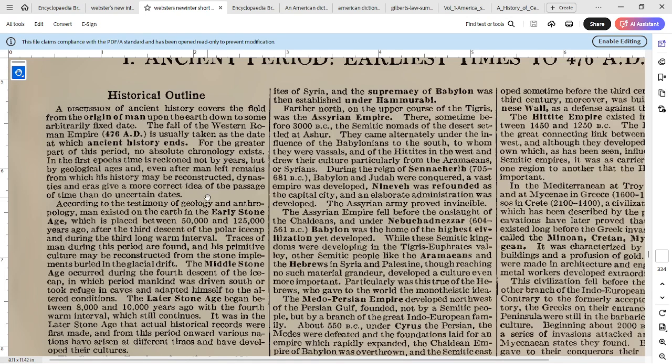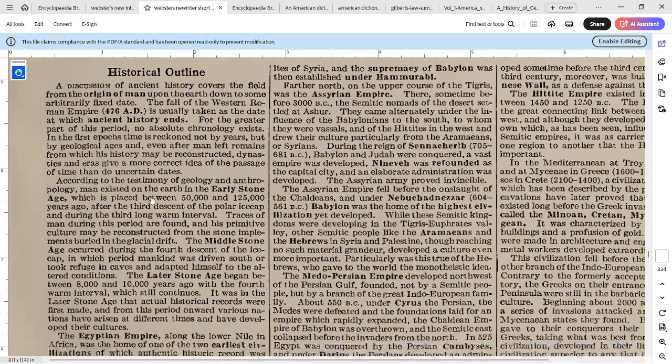So historical outline. A discussion of ancient history covers the field from the origin of man upon the earth down to some arbitrarily fixed date. The fall of the Western Roman Empire, 476 AD, is usually taken as the date at which ancient history ends. For the greater part of this period, no absolute chronology exists. In the first epochs, time is reckoned not by years, but by genealogical ages, and even after man left remains from which his history may be reconstructed, dynasties and eras give a more correct idea of the passage of time than do uncertain dates.